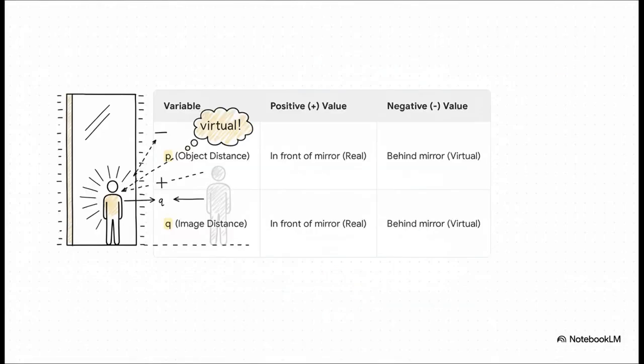So let's use this code. Check out this table. For a simple flat mirror, the object, that's you, is always out in front, in the real world. So your object distance P is positive, but your image appears to be behind the mirror, where light isn't actually going. That means the image distance Q is negative. And what does that negative sign tell us? That the image is virtual. See? We just proved it mathematically.